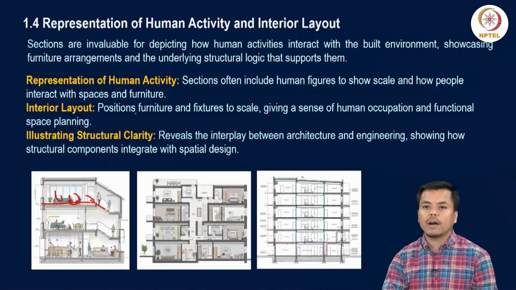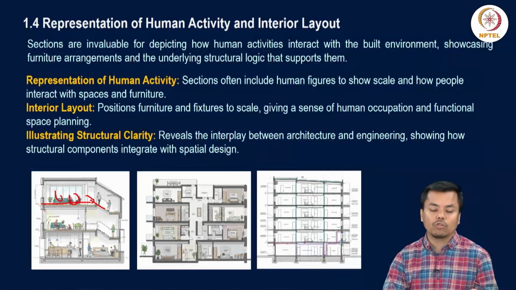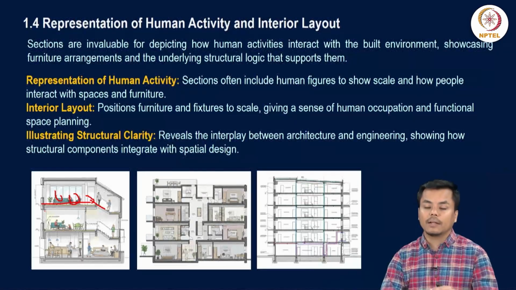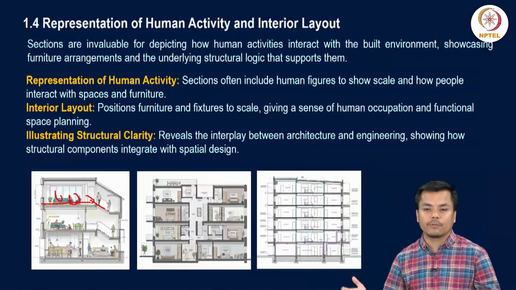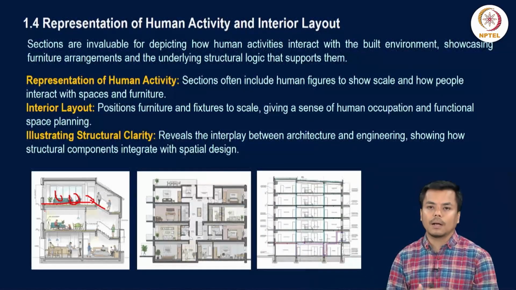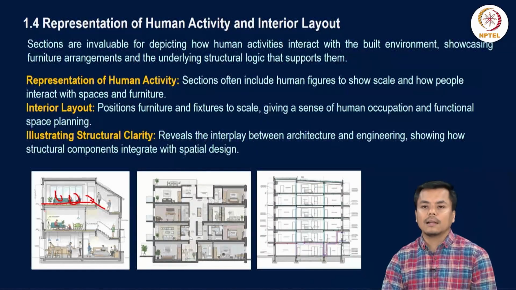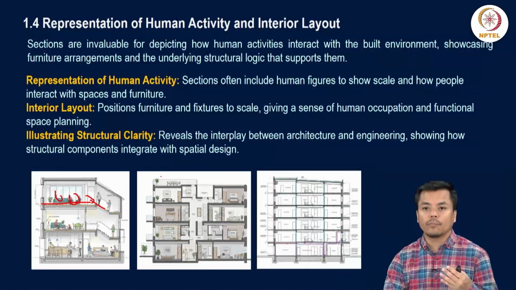Then the interior layout, the position of furnitures and fixtures with respect to the furnitures that you have thought in your floor plan, whether the building height is sufficient or that space is appropriate or not, all that can be understood from the section drawings, along with illustrating the structural clarity, that is the thickness of slab, the thickness of beam, and the position of columns, and all those spaces can be understood through the sectional drawings.